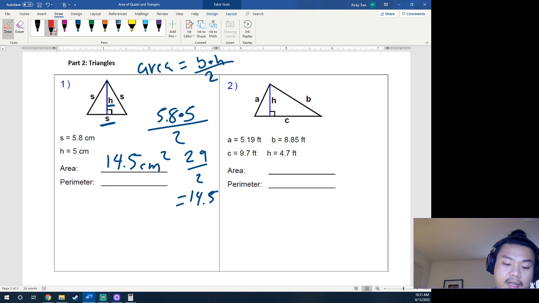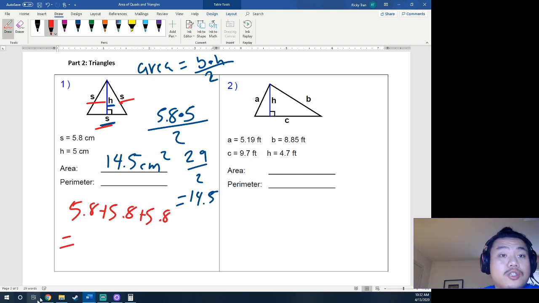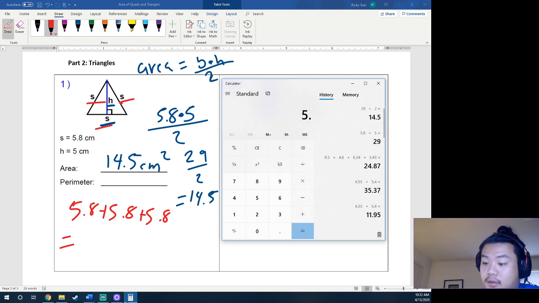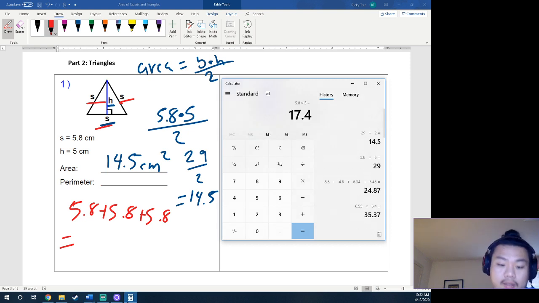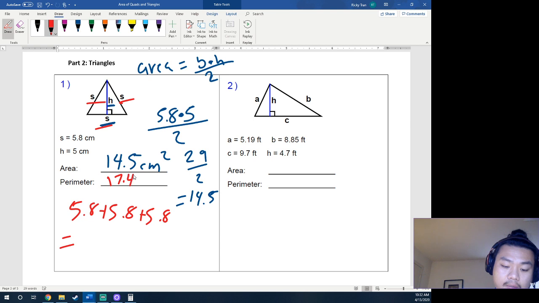Perimeter is still the same. Add all the sides. In this case, you ignore the H because that's not part of the outside. So it's just 5.8 plus 5.8 plus 5.8, which is times 3, 17.4 centimeters.